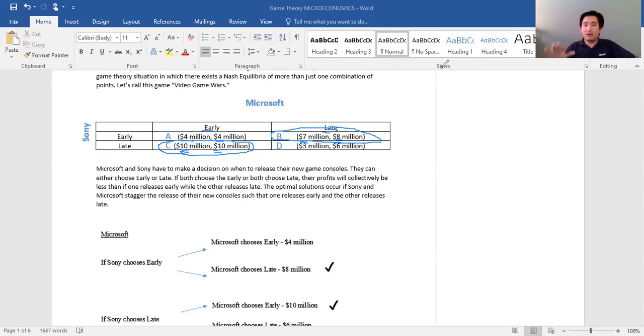Now, there's a variety of different scenarios that you can have where there's two dominant strategies, one dominant strategy, or no dominant strategy. And there's something called a prisoner's dilemma where there is a dominant strategy for both, and there is a collusive outcome. And so there's a variety of different scenarios.